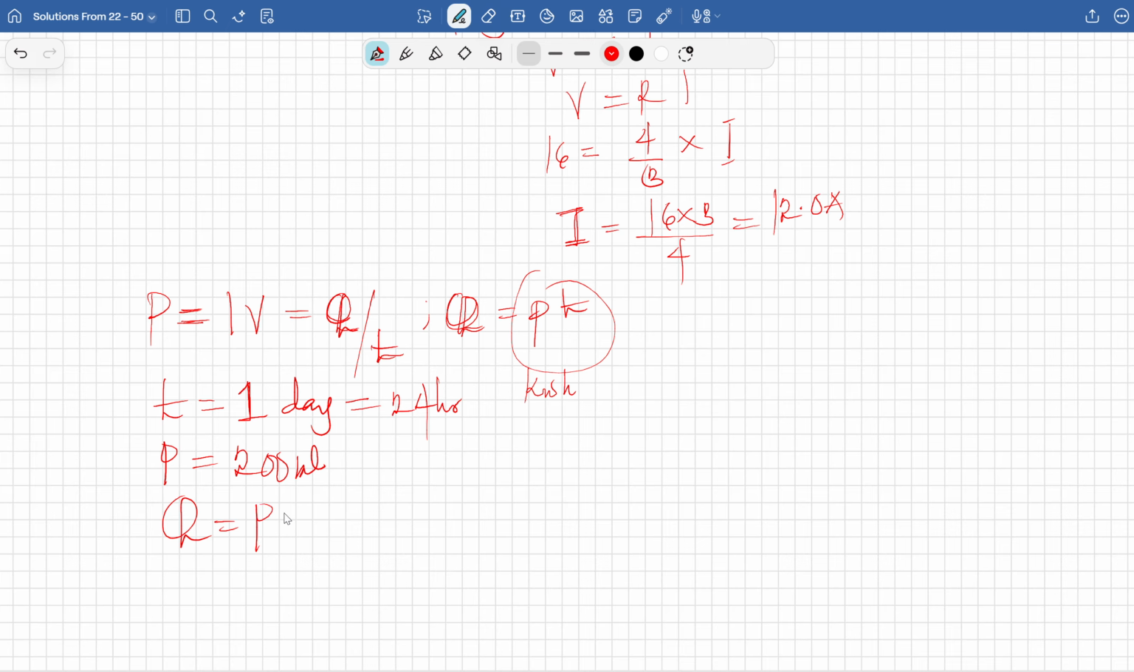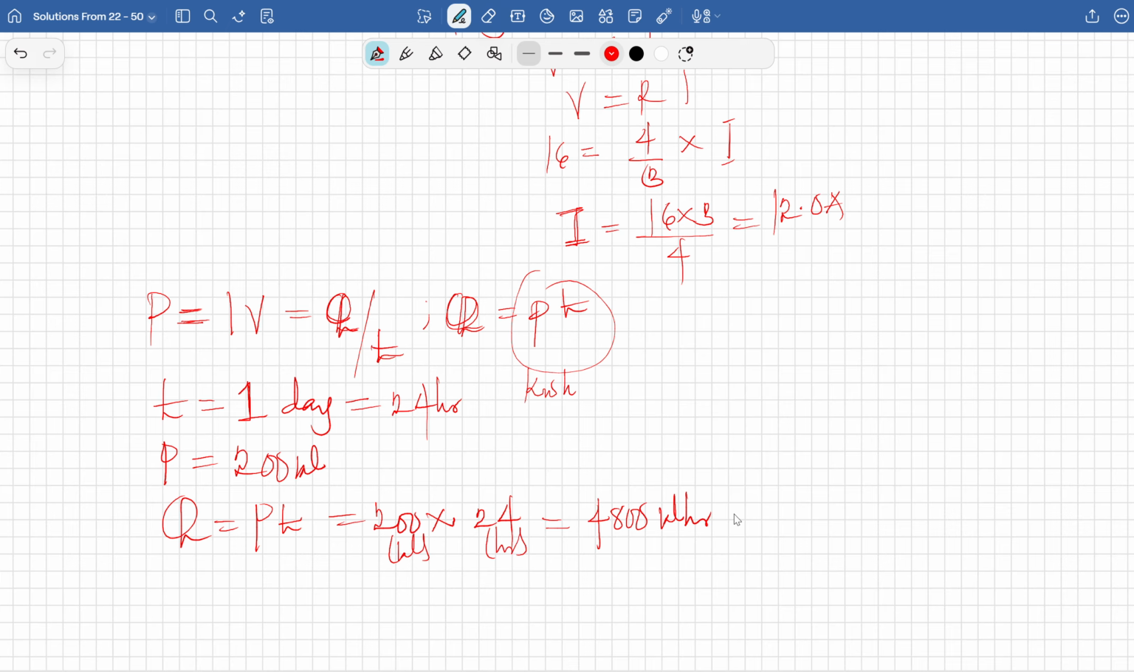So Q is equal to PT, which is P is 200 multiplied by 24 hours. So you're going to have that to be equal to 4,800. This will be watt-hour, because the unit of my power that I used there was in watt, and the unit of my time here was in hour.